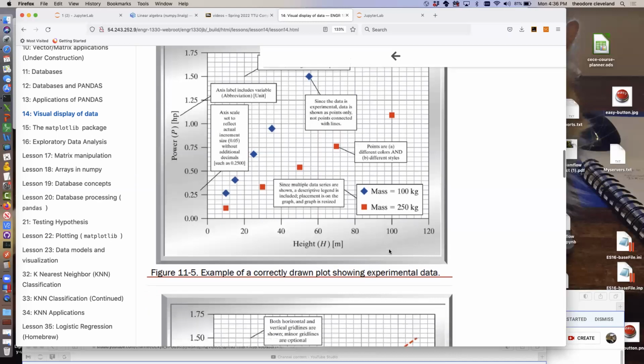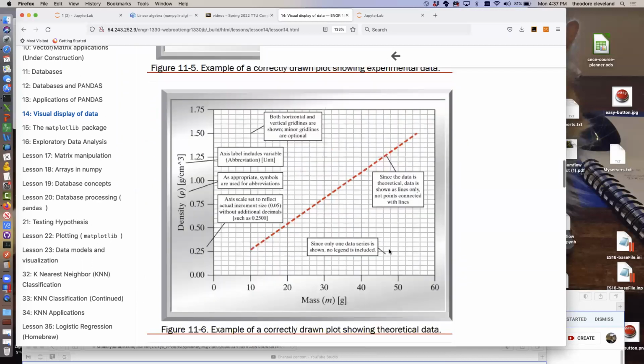And now we'll look at another one, which is not experimental data. I take offense at the words theoretical data being next to each other. That makes no sense. Example of a correctly drawn plot showing a data model. That I could live with. A theoretical data model, a theoretical relationship, something like that. Here we're plotting only one thing, so there's no need for a legend. So this is not very legendary.